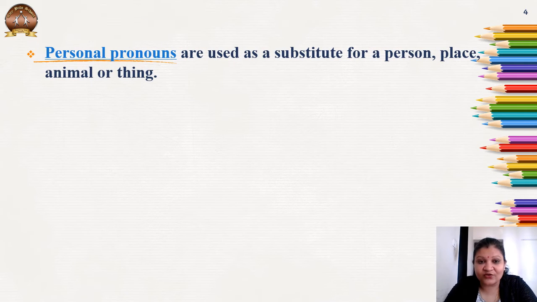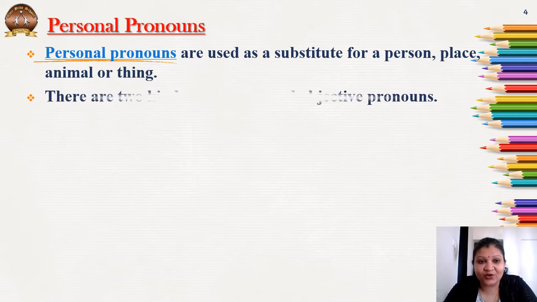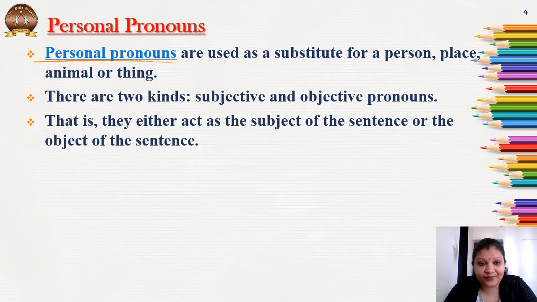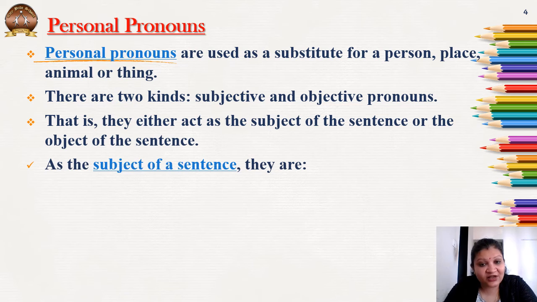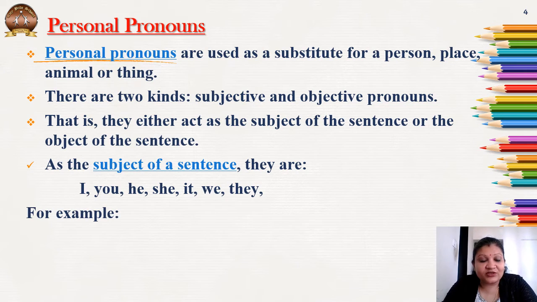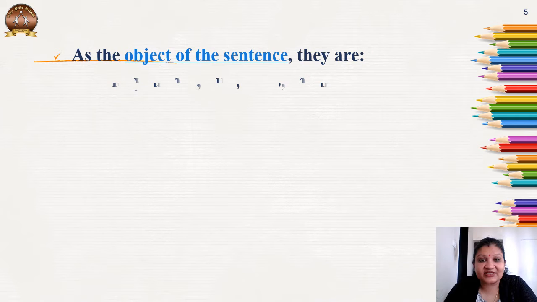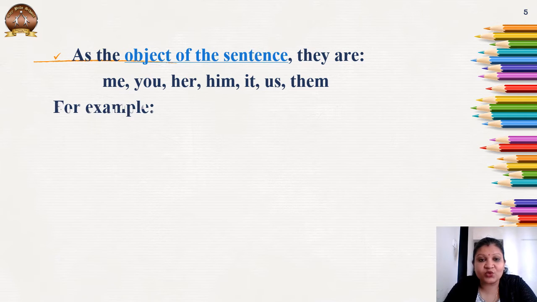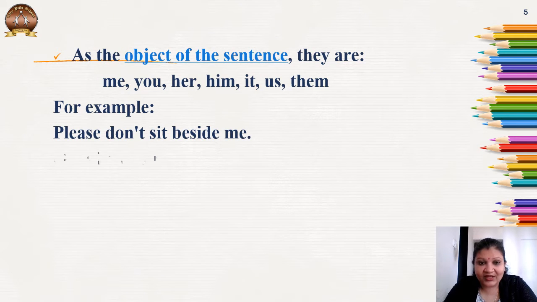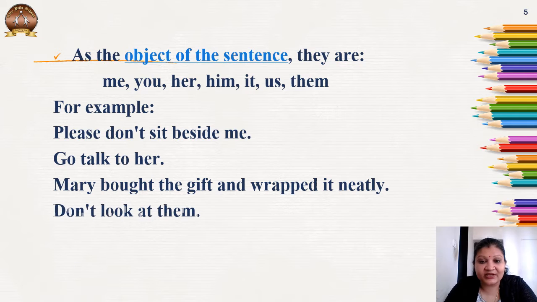Personal pronouns are of two kinds, subjective and objective. We already know they substitute person, place, animal or thing. So when they replace the subject nouns, they are known as subjective pronouns, and when they replace the object nouns, they are called objective pronouns. The subject of a sentence is replaced by I, you, he, she, it, we and they. These are the examples. And then we replace the objects of a sentence by me, you, her, him, it, us, them. If you remember this, it will be very good for you. And these are the examples.